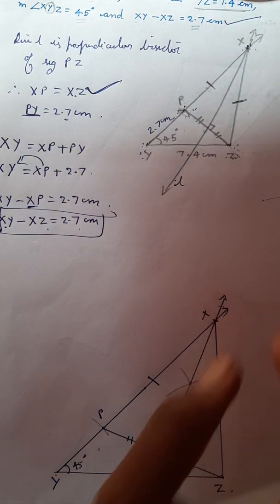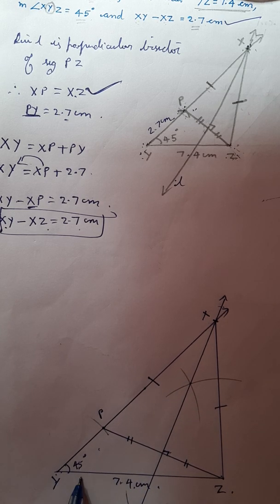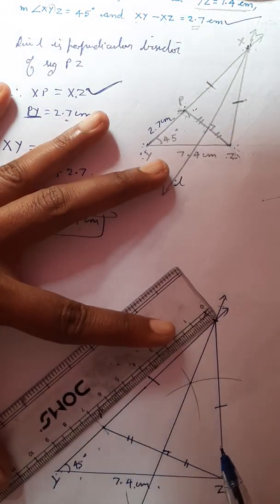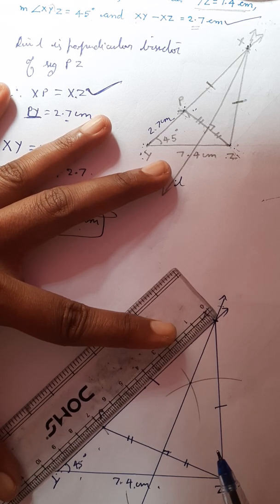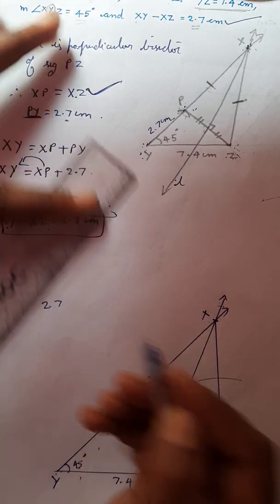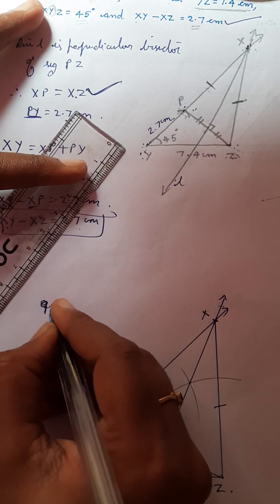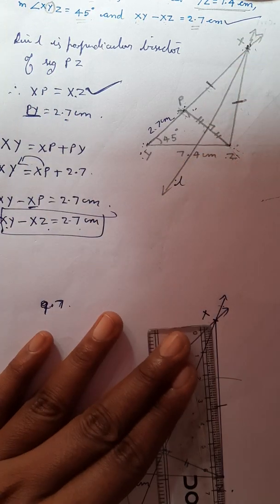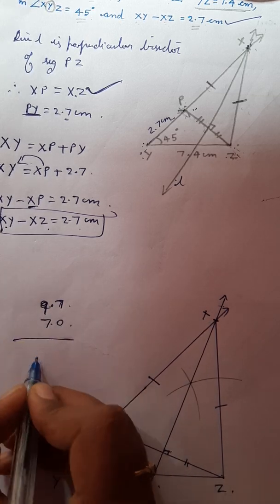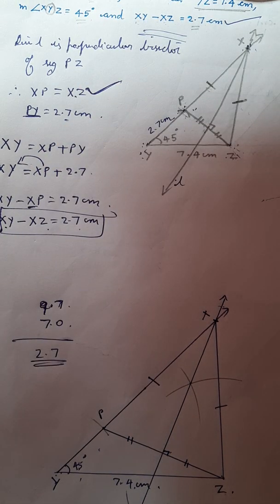Draw XYZ such that YZ is 7.4 centimeters, angle Y is 45 degrees, and XY minus XZ equal to 2.7. Now see this XY measure. It is 2.7 something, sorry, not 2.7. Here we are getting 9.7. And the XZ measure is exactly 7. If you subtract, you will get 2.7, as asked in the question. So this is the figure we need.